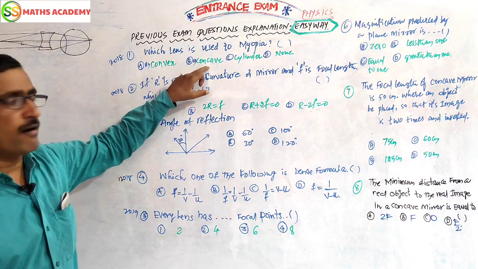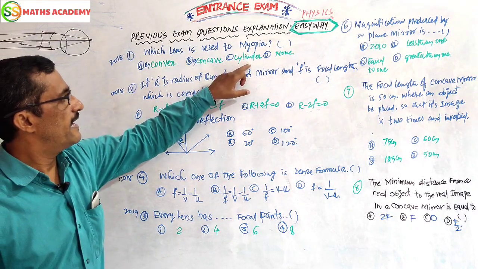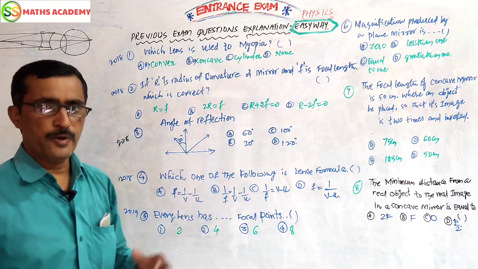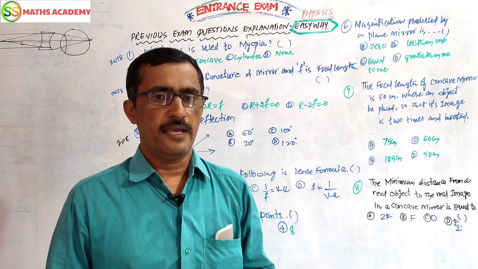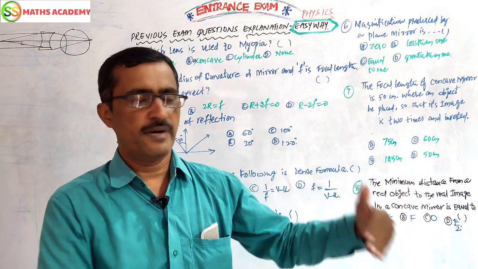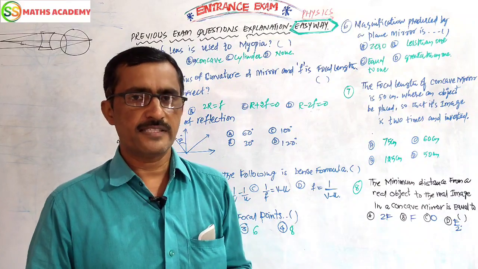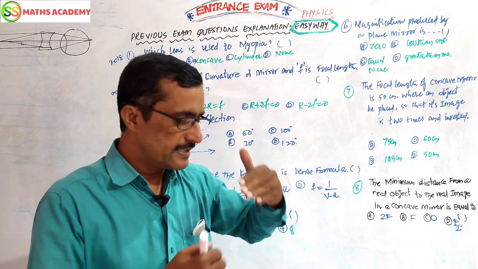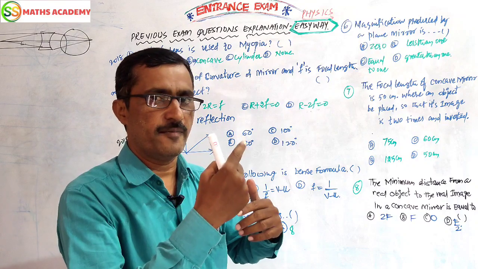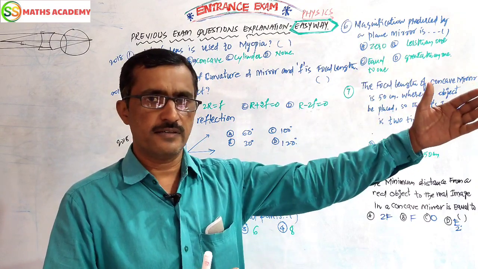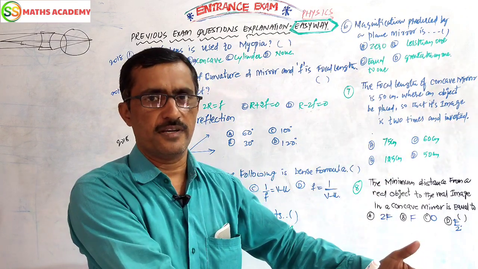Biconvex, biconcave, cylindrical, or none. What is the meaning of myopia? Myopia means a person is able to see near objects but cannot see long distance objects. It is called myopia because the image is formed just in front of the retina. So the person can see near objects only.